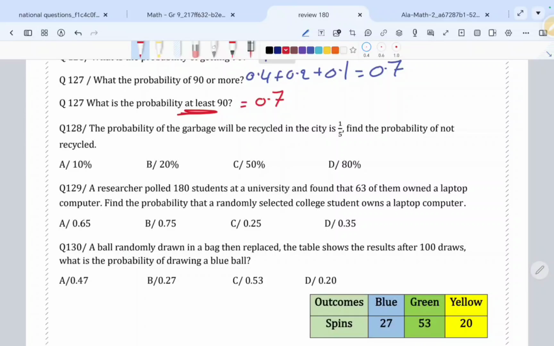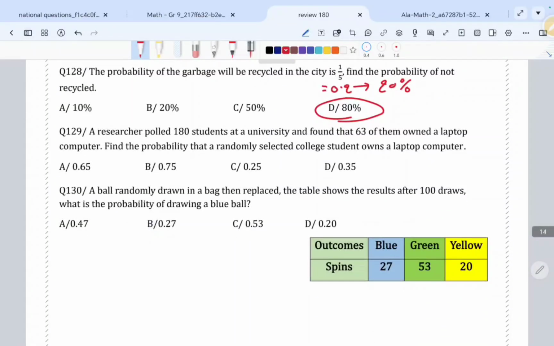121. The probability of the garbage being recycled in the city is 1 out of 5. 1 out of 5 is what? It is equal to 0.2. So what does that mean? 20%. What do you need to get 100%? 80. So 80% is the correct answer.